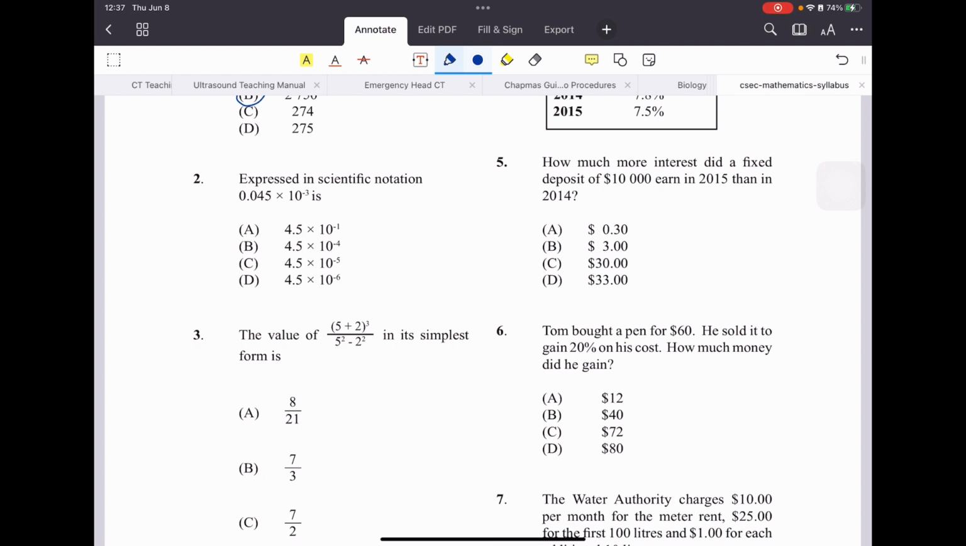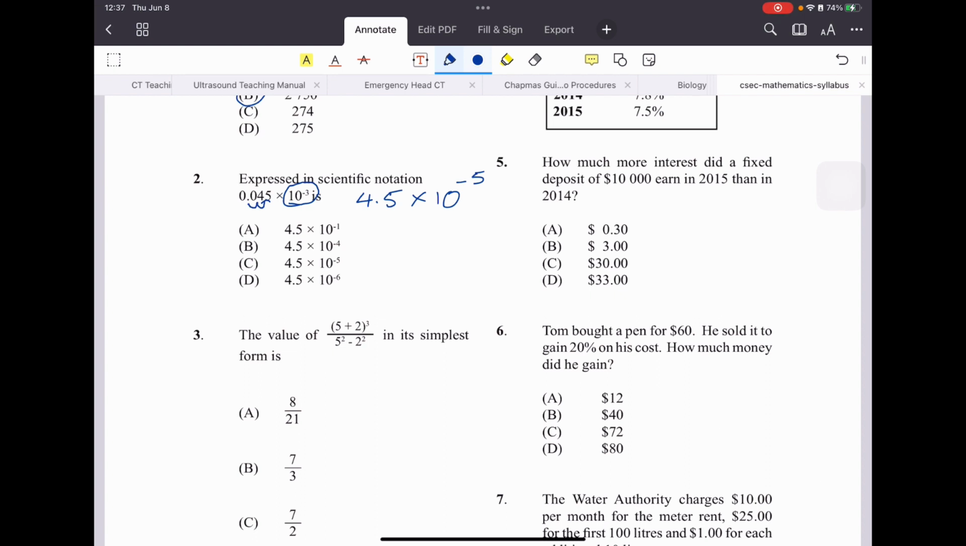Expressed in scientific notation, 0.045 multiplied by 10 to the power of minus 3 is, so in scientific notation, we want a number over here with a decimal point and then other numbers there. Alright, so to make this happen, we need to shift this decimal point 2 spaces so that we could get 4 and decimal point 5. And this was originally 10 to the minus 3. So what we did now, we actually moved the decimal point 2 places to the right. So in this case, it became 10 to the minus 5 because we want to get back the original number that was there.